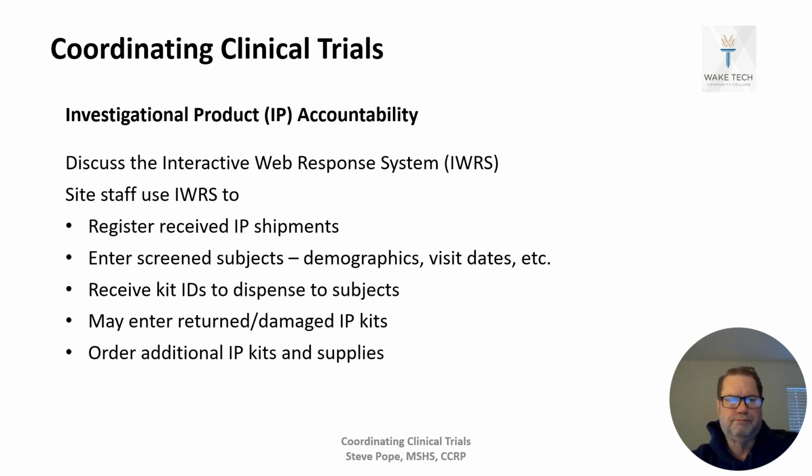You would also use the IWRS system to order additional kits as well as supplies that you might need, such as lab supplies. In most cases, there's going to be an automatic dispensing mechanism within the system so that when your inventory reaches a certain level, it's going to automatically trigger an additional shipment of IP out to your site. But it could be set up in a way where you have to manually go in and do that. Either way, it's going to happen.